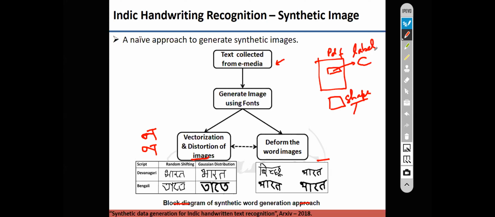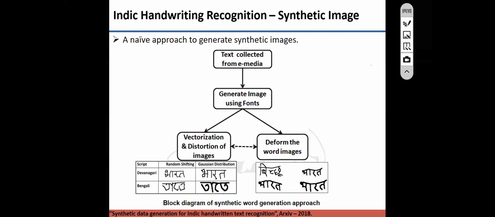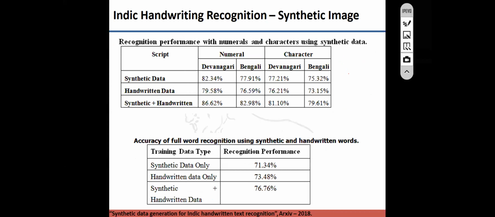In labels also I can use, for example, whatever label you have, using this label I can use a different font, and then my shapes will be different, and then accordingly I will modify with these vectorizations or deformations. That's also one of the approaches.